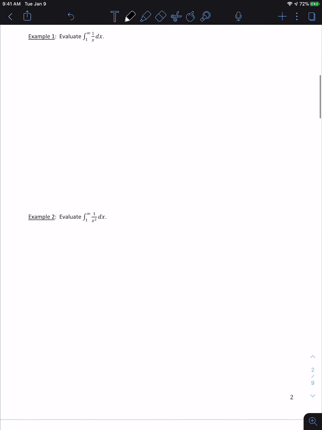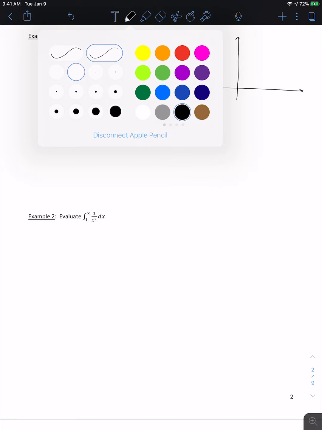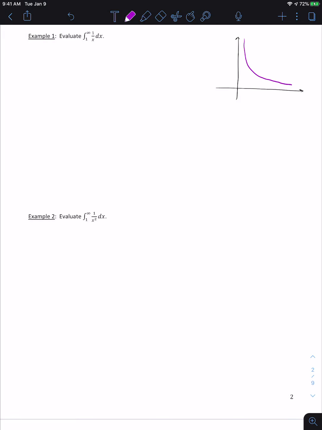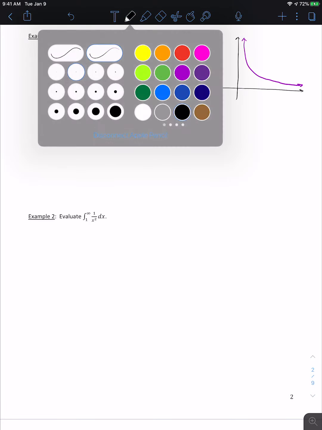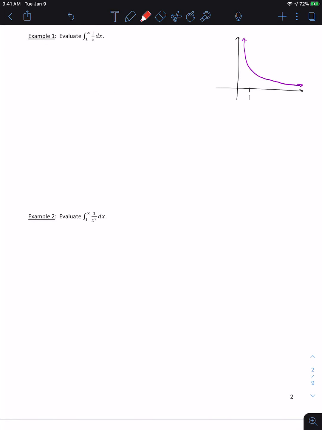Okay, so let's look at our example here. We want to evaluate the integral from 1 to infinity of 1 over x dx. So in the back of our mind, let's think about what this looks like. 1 over x would look like this on one side and then this on the other side. But we're concerned about from 1 to infinity, so we put 1 right here. So in other words, we want to find this area underneath the graph from 1 to wherever.